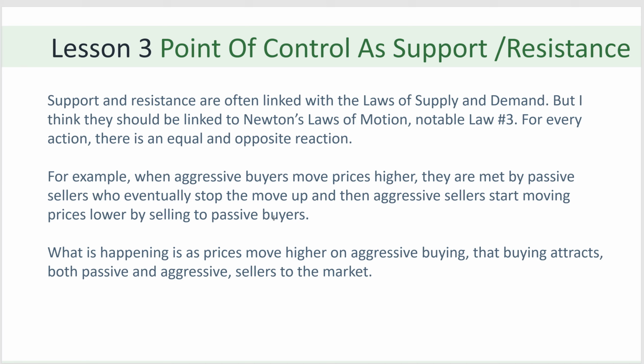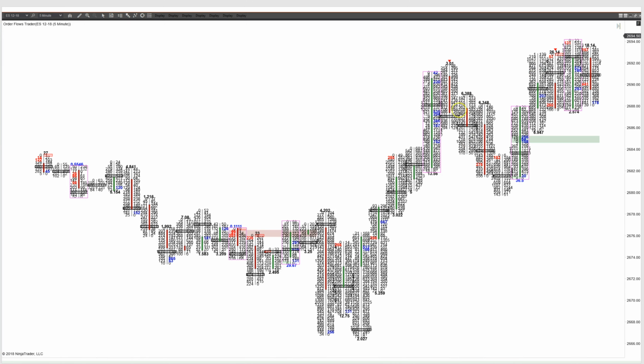What's happening is the prices move higher on aggressive buying, and that buying attracts both passive and aggressive sellers to the market. What I mean is, as the market is moving higher, let's take a look here. As it's going higher, people are bidding up the market as well as lifting the offer. Finally, it gets to a level where there are strong passive buyers, but at that point you also have aggressive sellers coming in, people realizing, hey, this is a good selling opportunity. I don't want to miss this, and they start selling into the bid, and then the market starts selling off again.